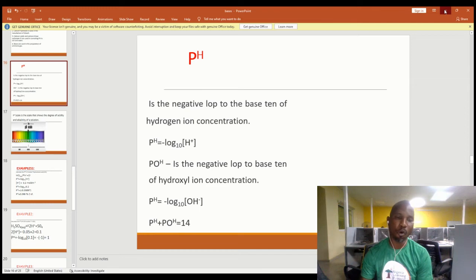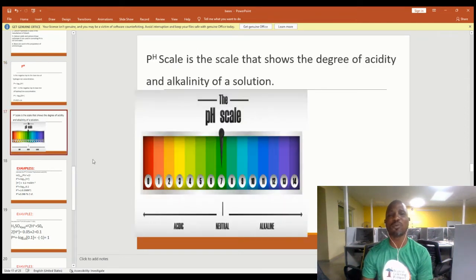We can see that more when you look at what we call the pH scale. Now, what is the pH scale? The pH scale is the scale that shows the degree of acidity and alkalinity of a solution. You can see the pH ranging from 1, 2, 3, 4 up to 14. Now, when you start your pH from 1 to 7, we said from 1 to 6.9 is acidic.